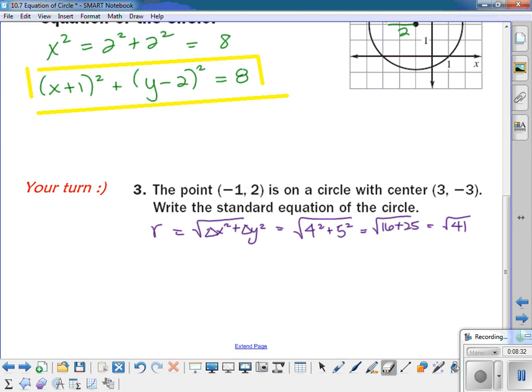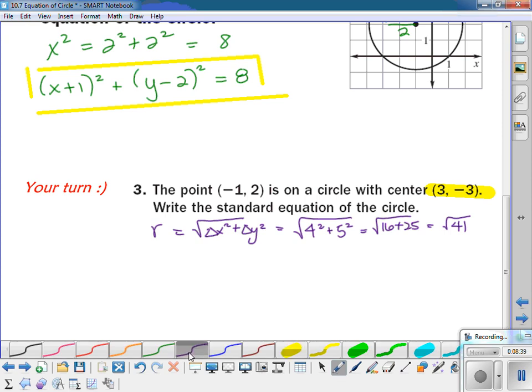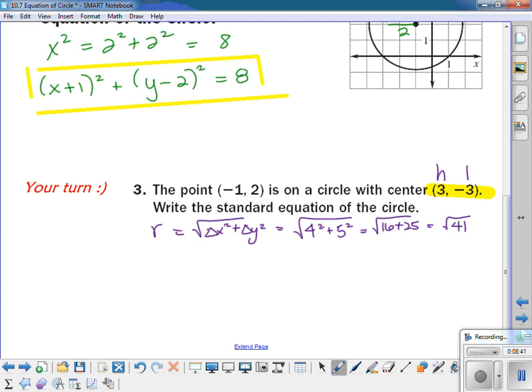Okay, now that you've found the radius, you need to use the center. So make sure you choose the right point when you write the equation. So the center, this is your h, and this is your k. You just plug it into x minus h quantity squared plus y minus k quantity squared equals r squared. Now you just plug everything in, okay?